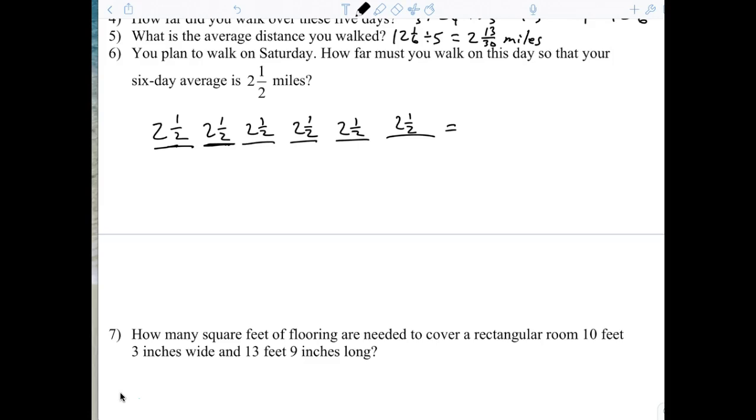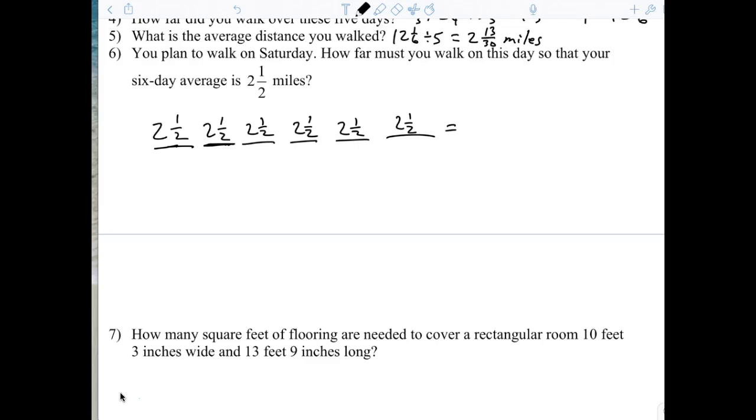So now my question to you is, how many miles will I have to walk total for those 6 days in order to average 2.5? Somebody be smart and tell me. How much? It would be 15. How did you do that on the calculator? I did 2 and 1/2 times 6. Exactly. 2 1/2 times 6.